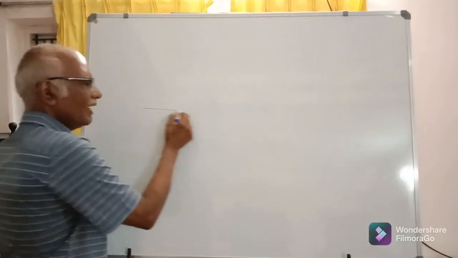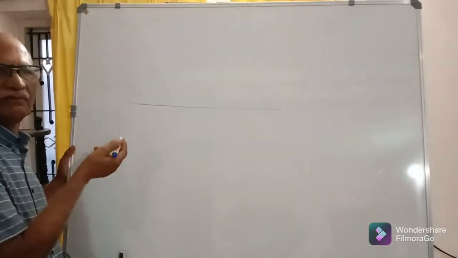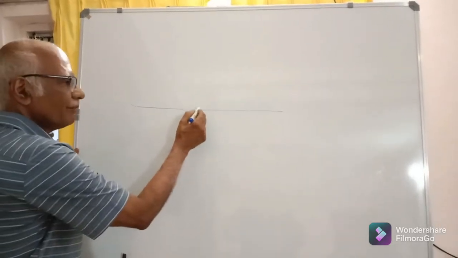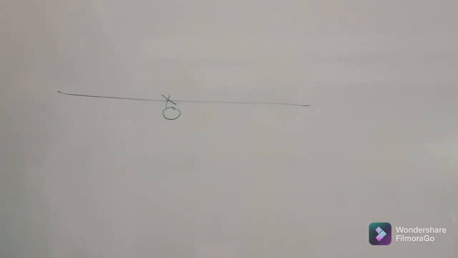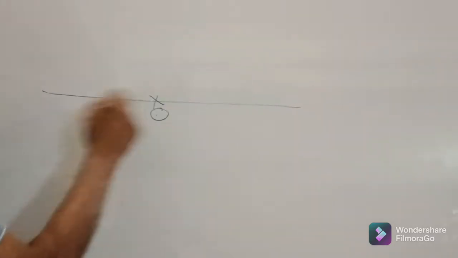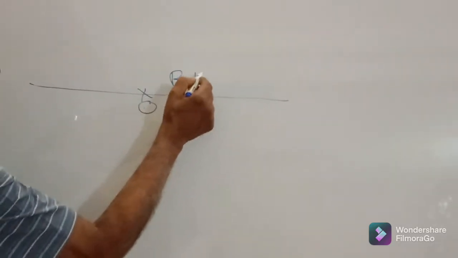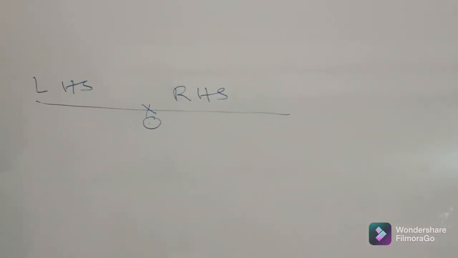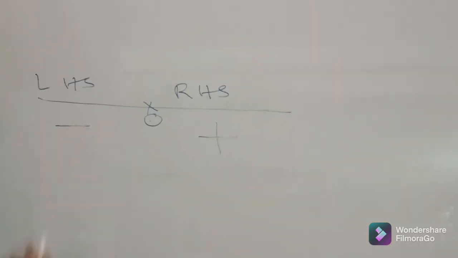Now if you draw a straight line, that is an indefinite straight line, it goes beyond what you see. There should be a starting point. We call it the origin, or it is our number 0. Now we can see that 0 separates the whole line into two parts. The first part on the right side, this is right hand side. This is left hand side. Now we consider the right hand side to be positive, the left hand side to be negative.